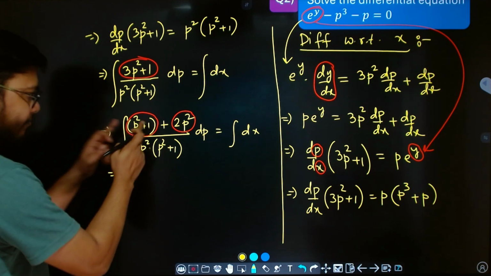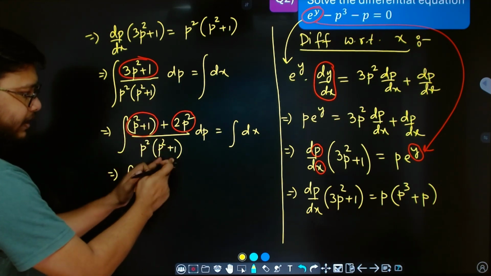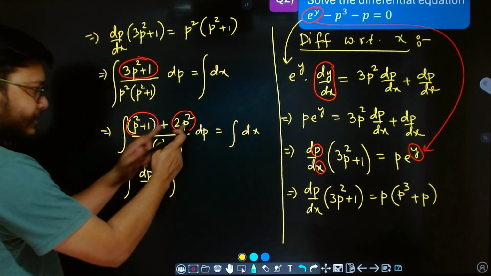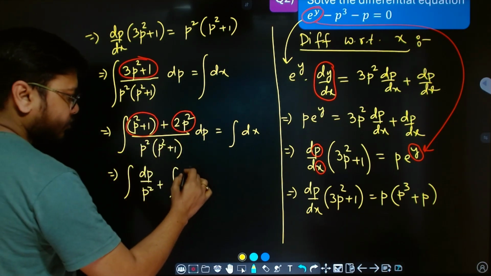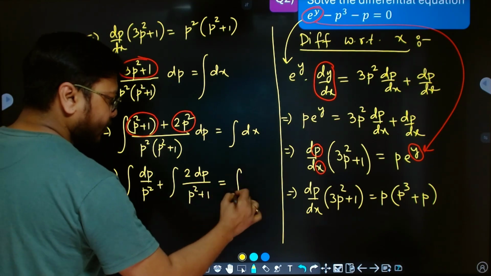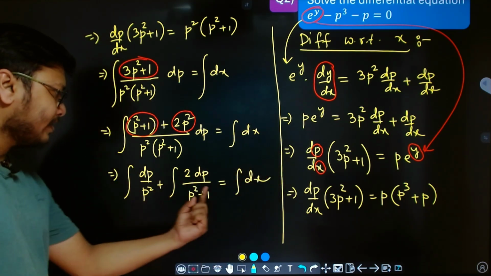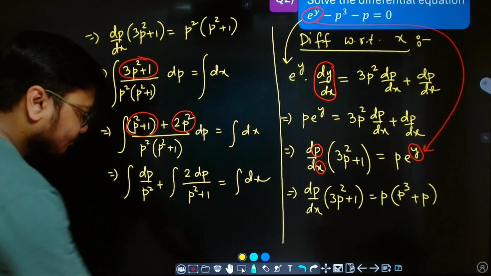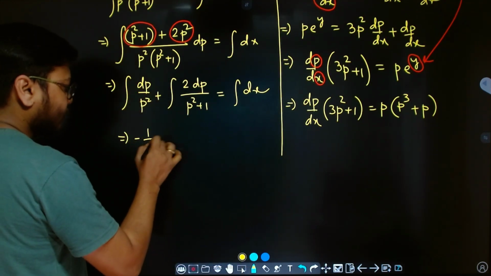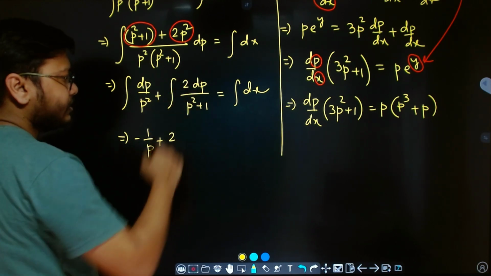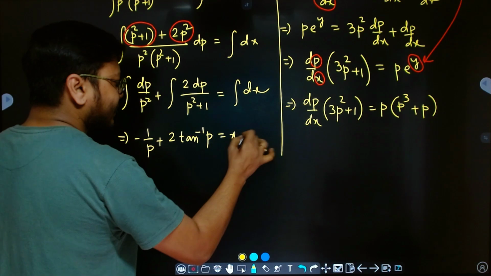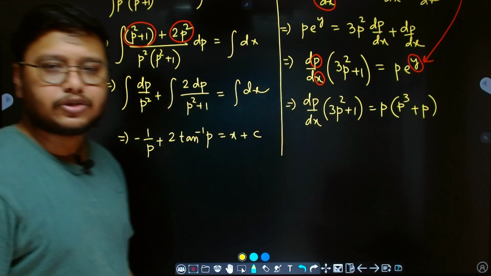If I divide this term, then the p² + 1 gets cancelled and I have dp upon p². For the second one, the p² gets cancelled, so I have 2 times dp upon p² + 1 equals integration dx. So now it's easy to integrate these two terms. If I integrate 1 upon p², that's minus 1 upon p, and 2 times dp upon p² + 1 would be 2 tan inverse of p, equals x plus some integrating constant.